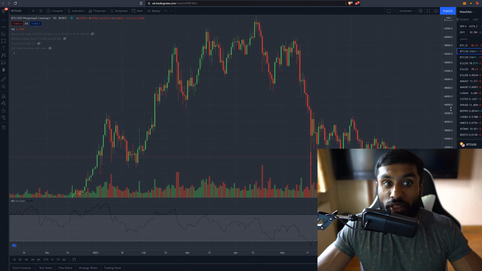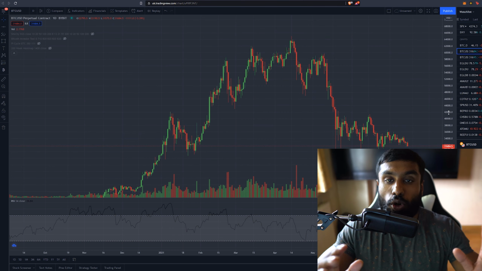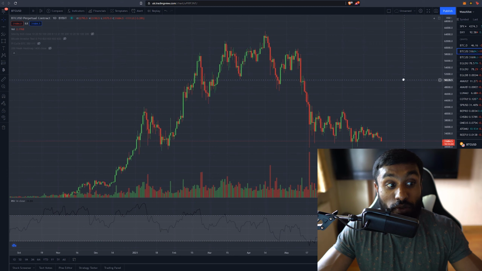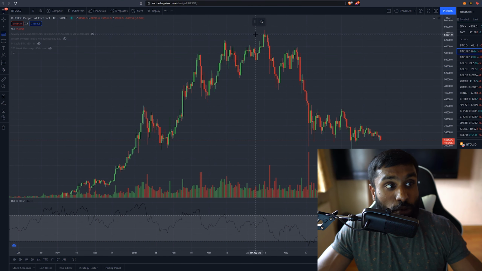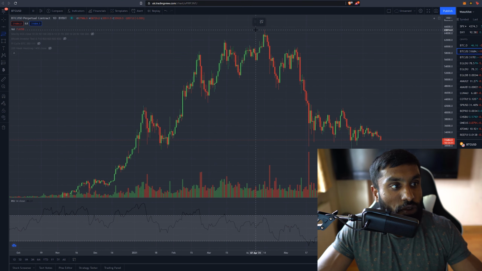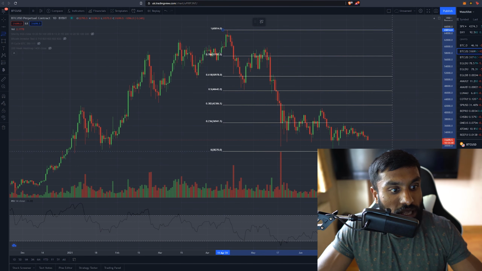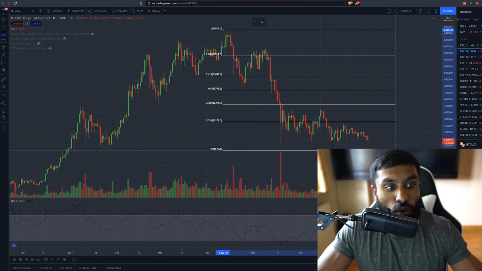For example, another tool that I use, and like I said, I'm not going to go into every single tool I use, I'm just going to use the most useful ones that I think you will find a lot of benefit in, and that is the fib retracement. The fib retracement is really good for two things, and when you're drawing out a fib retracement, you basically go from the swing high. So over here, we can see it was around $65,000, and we take the low all the way down to the swing low, which was around, in this case, 28,691.